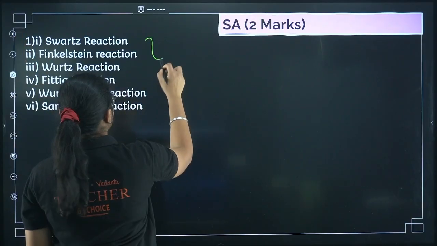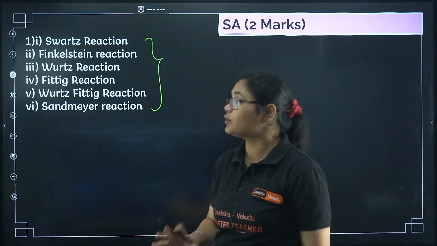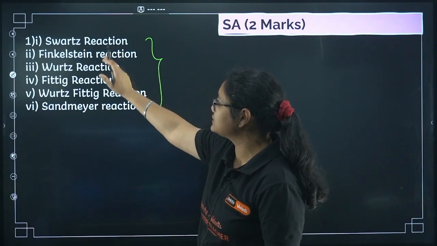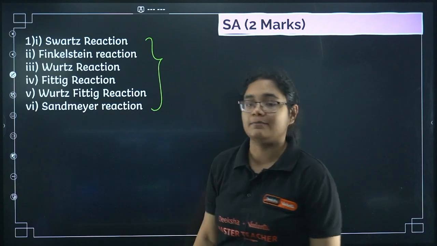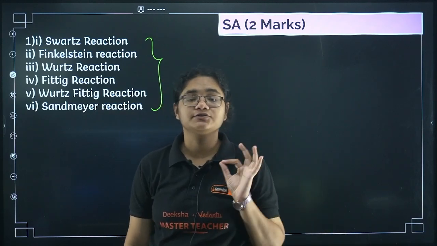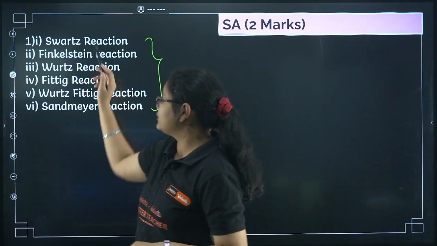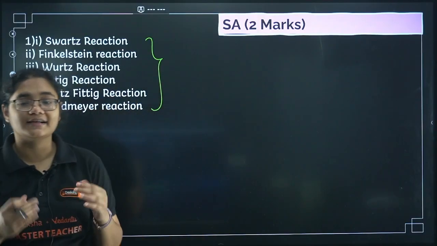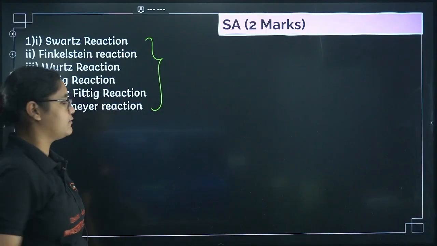So in haloalkanes and haloarenes, first of all, for the 2-marker section, you should be very thorough with all these name reactions: Swarts reaction, Finkelstein reaction, Wurtz reaction, Fittig reaction, Wurtz-Fittig and Sandmeyer reaction. These 5 reactions you must remember in the exam. Okay, let us discuss all the reactions in short. So first, whenever you write the name reaction, 2 things you have to follow.